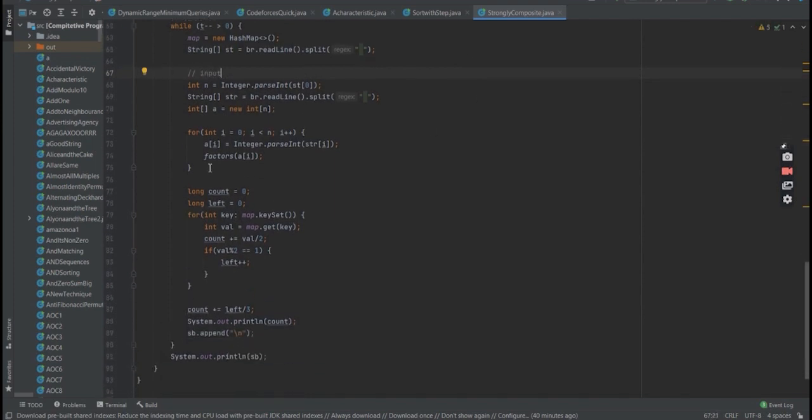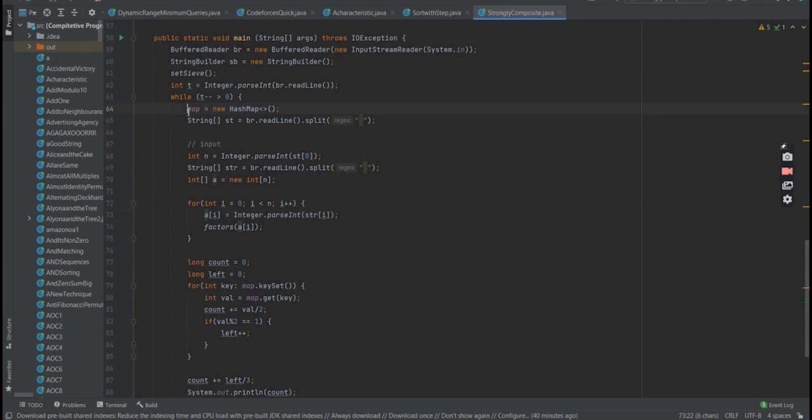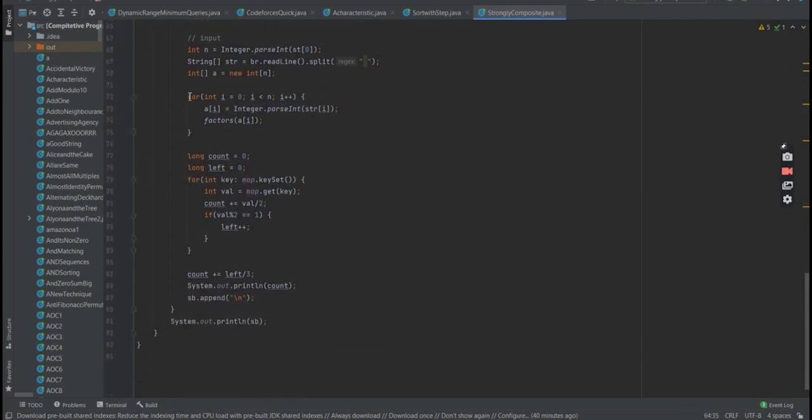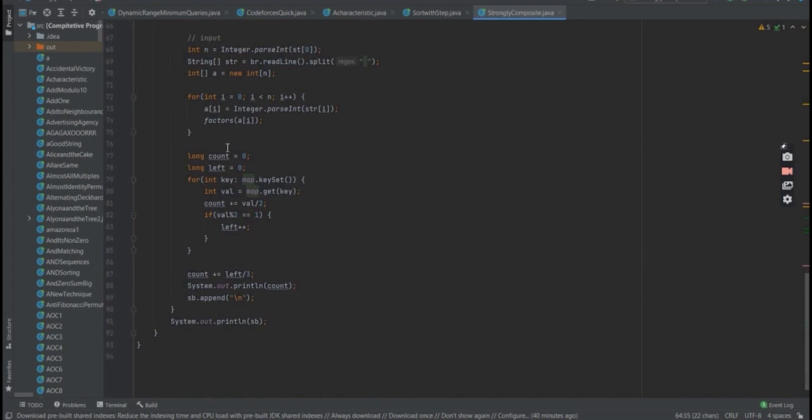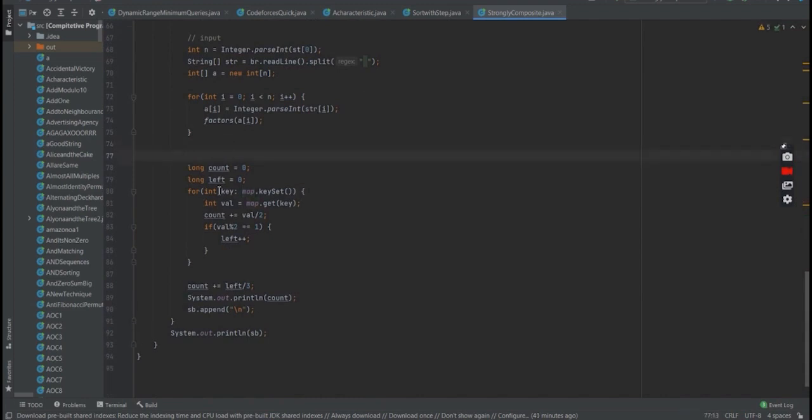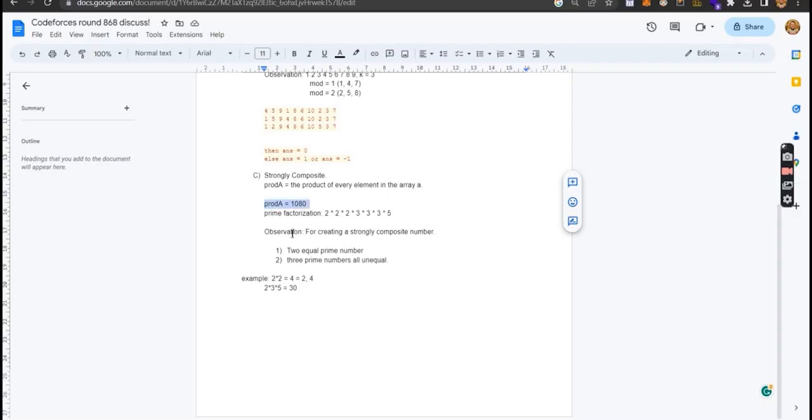and yeah. So I'm calculating the factors for each A position and storing them in this map. And after the calculation is done, and I've compiled the frequency of prime numbers in this map, we will calculate the answer. So you can just traverse every prime number, and the count here stores the answer. So we will prioritize including two equal prime numbers in our answer, because their length is shorter, and we need to maximize the length of B.